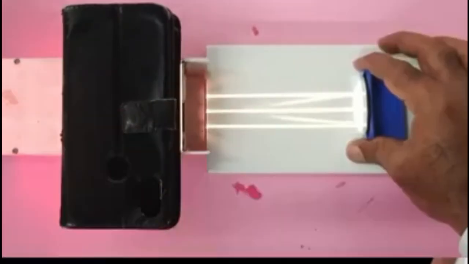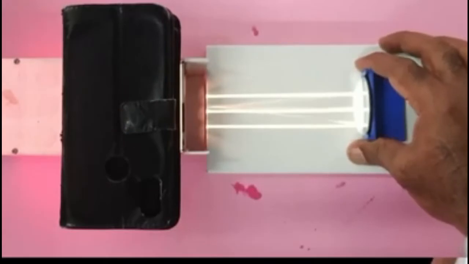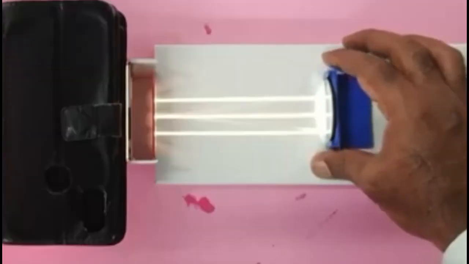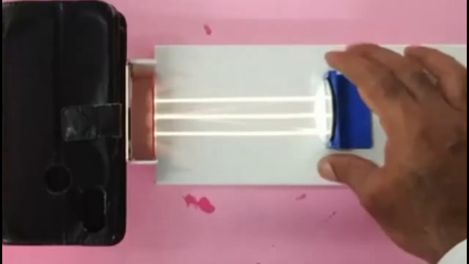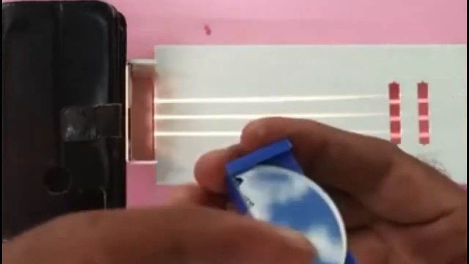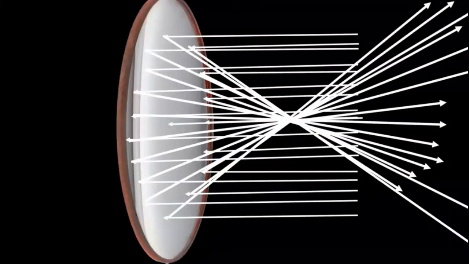And when they strike on this concave surface, the concave mirror reflects all the light rays back, but the way it reflects is that it converges. And now what comes next is how to draw this ray diagram.